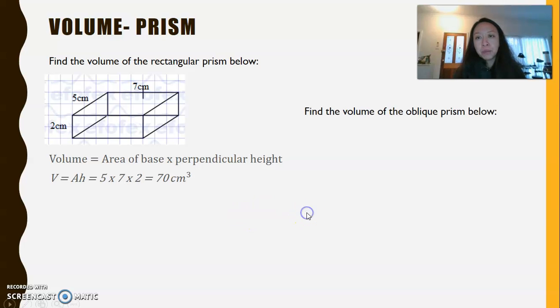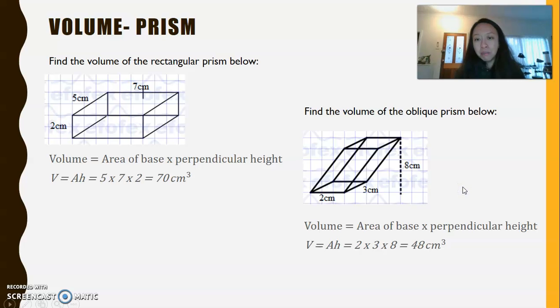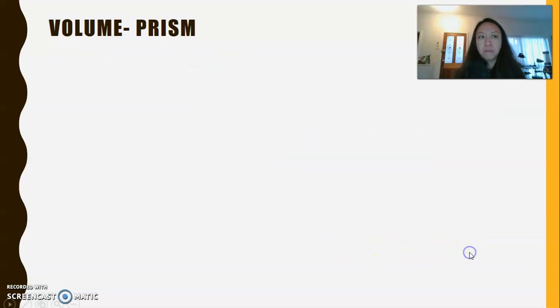centimeter square. So how do we find the volume of an oblique prism, like for example below? Well, it's the same thing. The volume will be the area of the base times the perpendicular height. Perpendicular means that it's the height that makes a 90-degree angle with the horizontal line. So this is like the vertical height here. Again, we're using the same formula, V equals AH. So the area of my base will be 2 times 3 times by my perpendicular height. I have 48 centimeter cube.